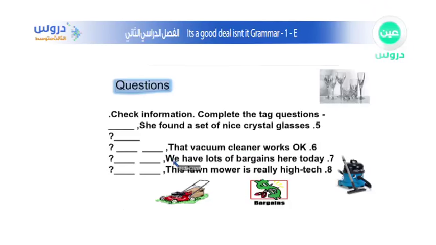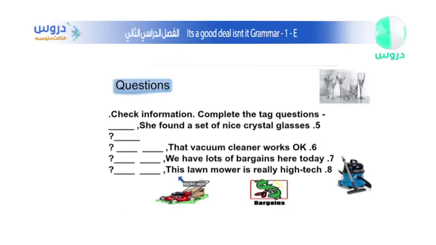Okay. Let's move on to number seven. We have lots of bargains here today. Who can answer this? We have lots of bargains here today. Haven't we? Good job, mashallah, Hattan. Here we go. You're on track.